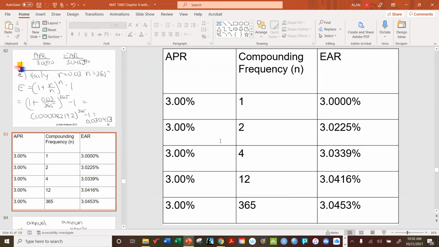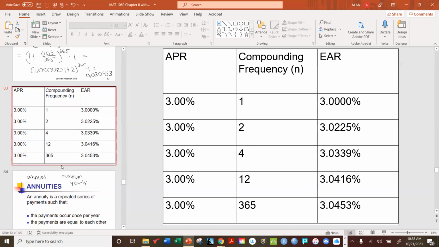Now, I did mention before, if you tried this all over again with a very high APR, like let's say 12%, you would notice that the gap between APR and EAR would be quite a bit larger. So with small interest rates, the spread between them is usually very small as well. Okay. But with credit cards, for example, the spread can be quite considerable.